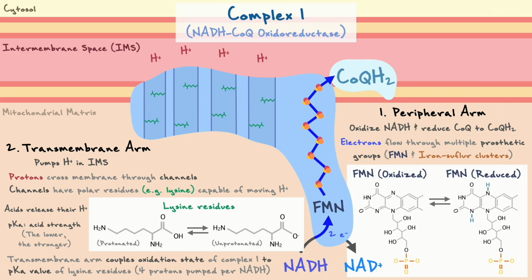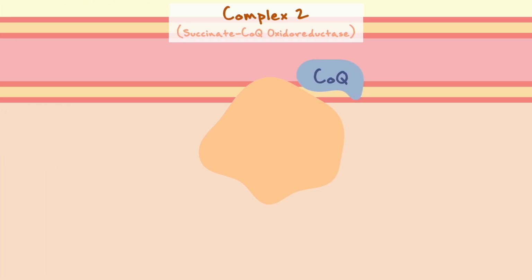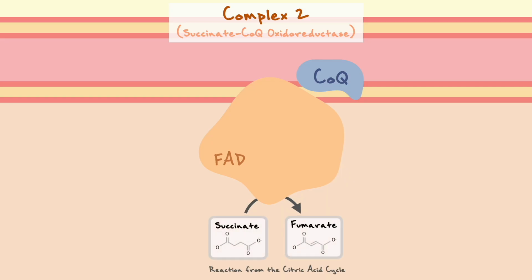Now, moving on to complex 2, the way I showed how this complex operates is a little misleading because, in contrast to NADH, FADH2 is not soluble. Instead, FADH2, which in its oxidized state is simply FAD, is located in complex 2. Recall that in the entire process, FADH2 was obtained from the oxidation of succinate to fumarate in one of the reactions from the citric acid cycle.